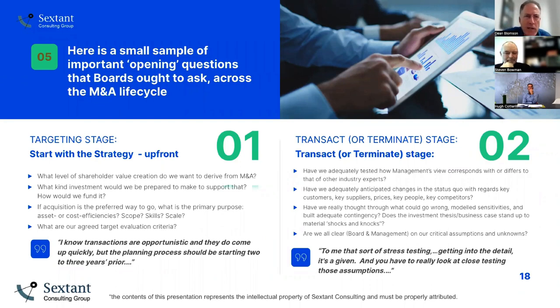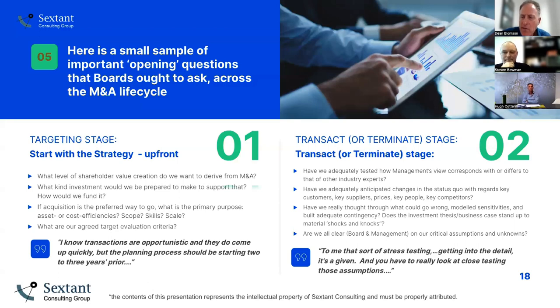And these are just generic, vanilla questions. You're going to have to get far more specific, and you can read those yourselves. The level of shareholder value: what is the primary purpose? Why are we really doing this? Is it about cost? Is it about scope of business? Is it about acquiring new skills, etc.? And the evaluation criteria. And here are some quotable quotes from some of the conversations I've had with board members and CEOs. Then it's during the transact or terminate stage.